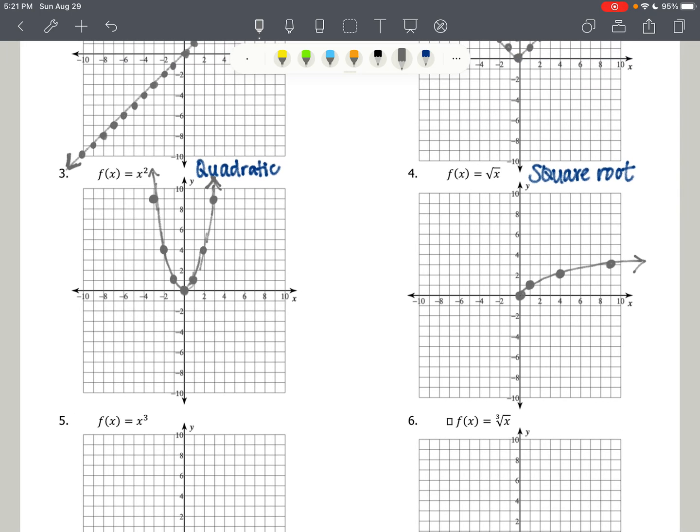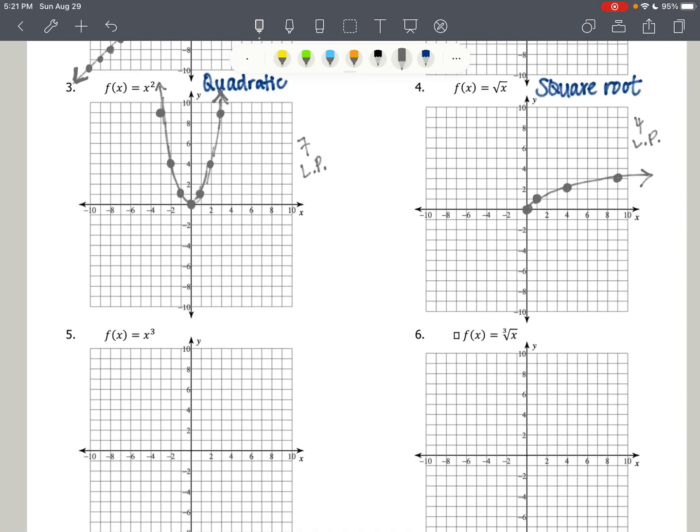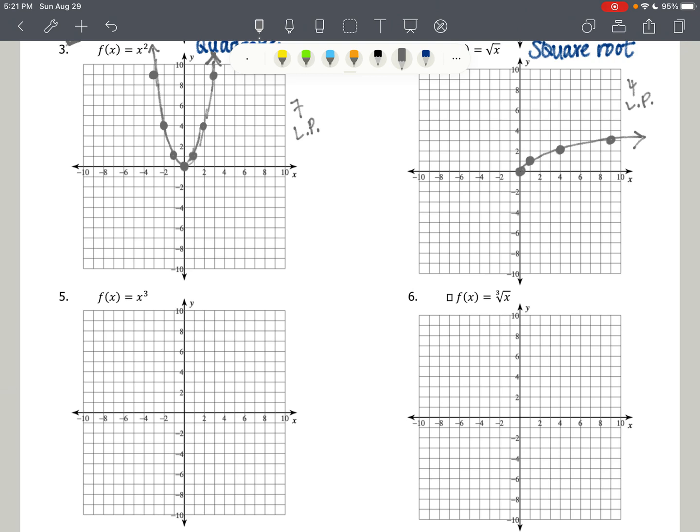Now, the graph on number 3 has 2, 4, 6, 7 lattice points, but an infinite number of points. An infinite number of points, hence connecting the dots. That curve is made up of an infinite number of points. The same thing with your square root function. However, on this grid, I'm only showing 4 lattice points. So that's what I'll be looking for when I grade your fact quiz, is 4 lattice points for number 4.